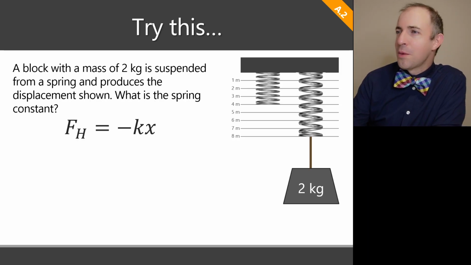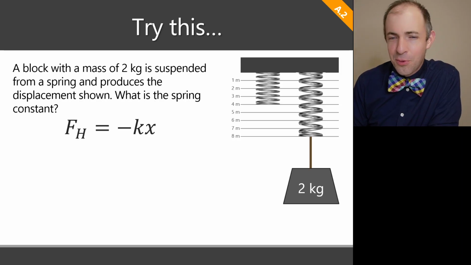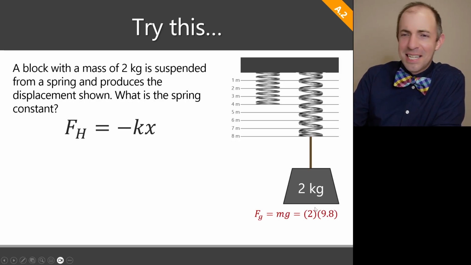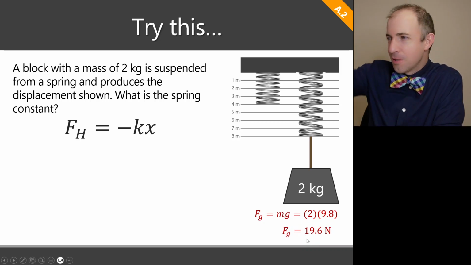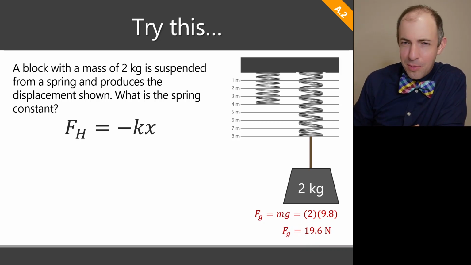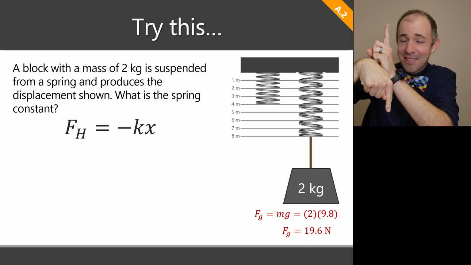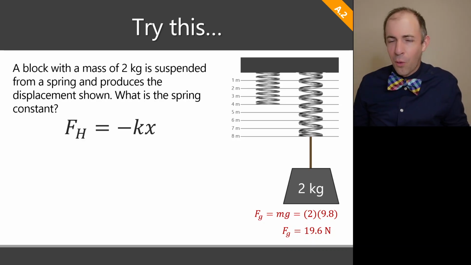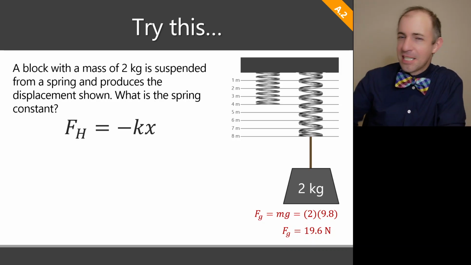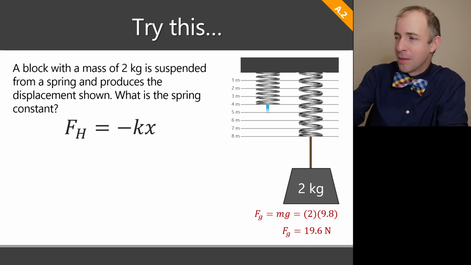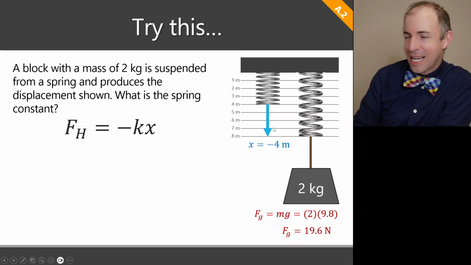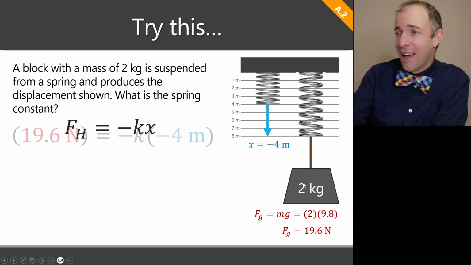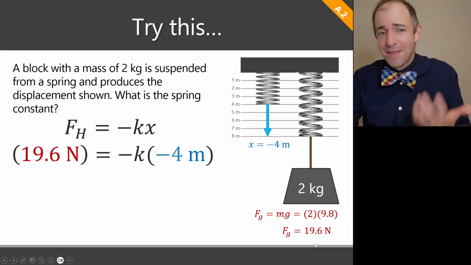So let's do an example. A block with a mass of 2 kilograms is suspended from a spring and it produces the displacement shown. What is the spring constant? So 2 kilograms, that is going to have a weight. F_g is 2 times 9.8 or 19.6 newtons going down. If it's in equilibrium, that 19.6 newtons must be canceled out by 19.6 newtons. We saw that happening before with the normal force of a table. Here it's a spring that is doing that canceling out to give us equilibrium. So we can say that when you stretch the spring at -4 meters, you're going to get an F_H equal to the gravity.